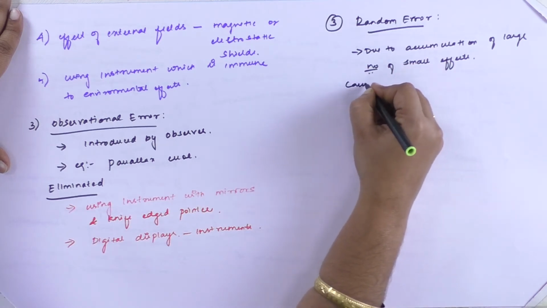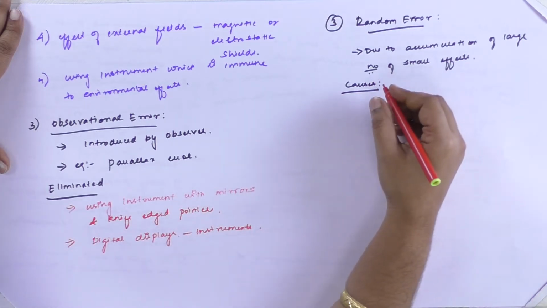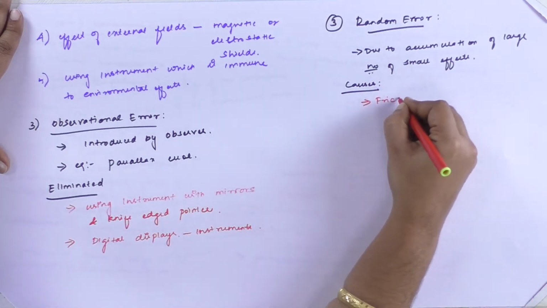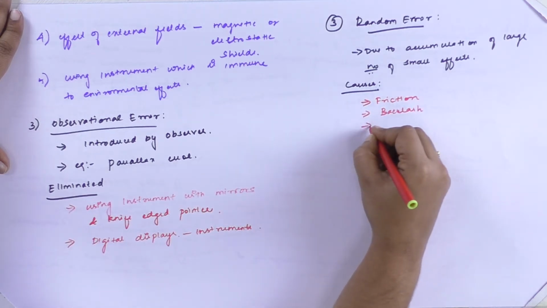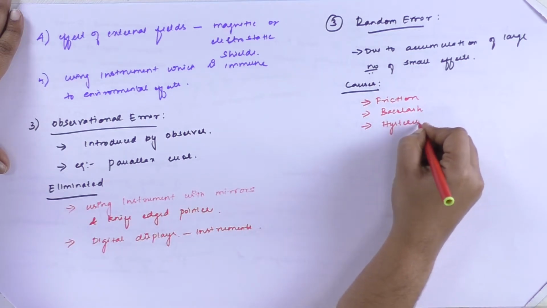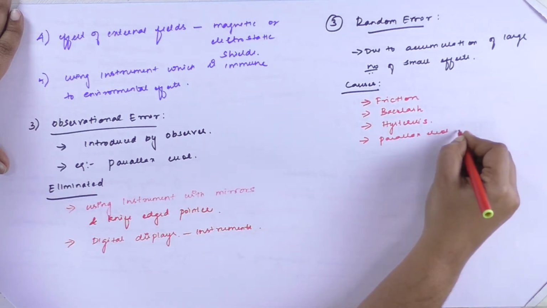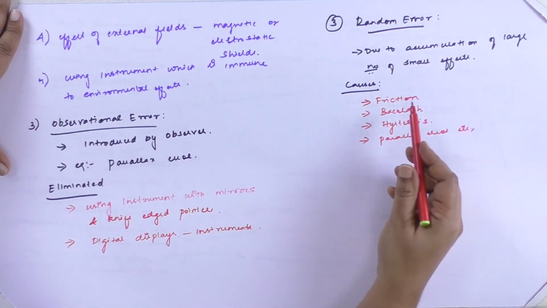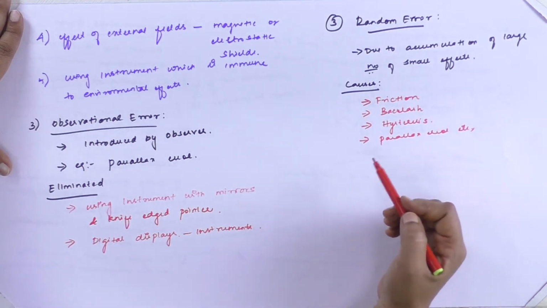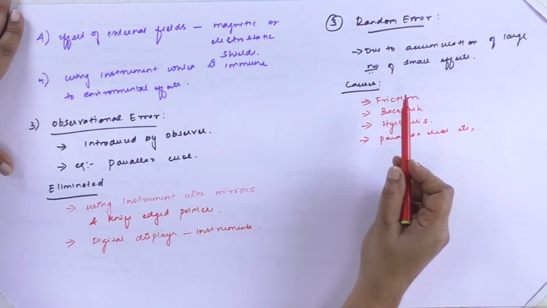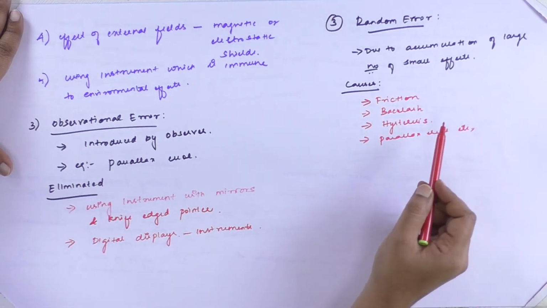So, the causes for this random error may be the accumulation of many small errors like friction, backlash, hysteresis, then maybe parallax error, etc. So, these are all the causes for random errors. This random error occurs because of the accumulation of all the small effects which cause error, and this random error is of great concern only if a high degree of accuracy is required, otherwise it can be neglected.